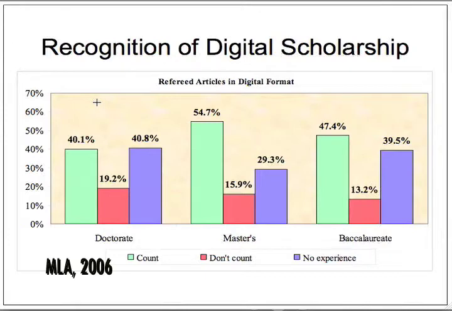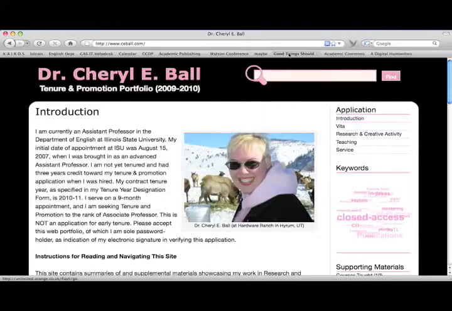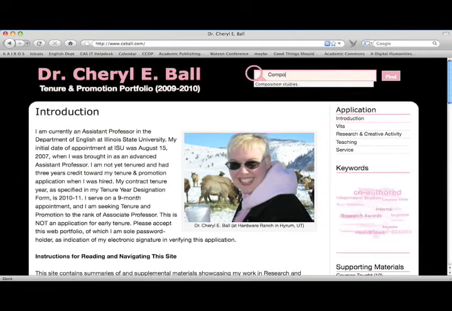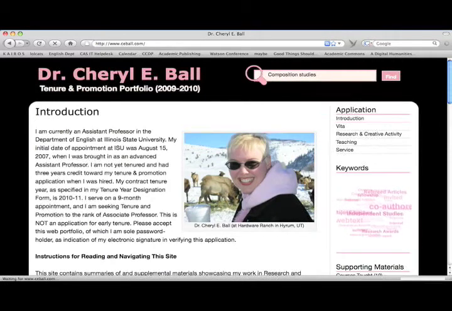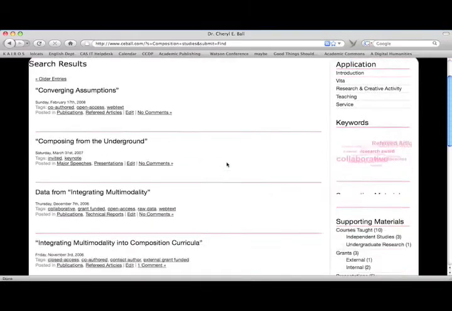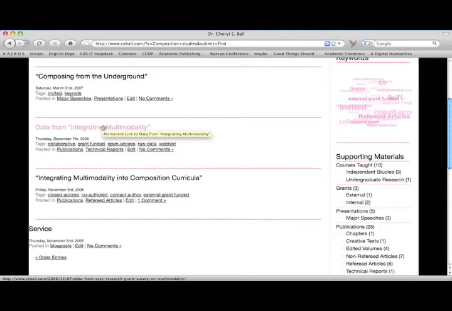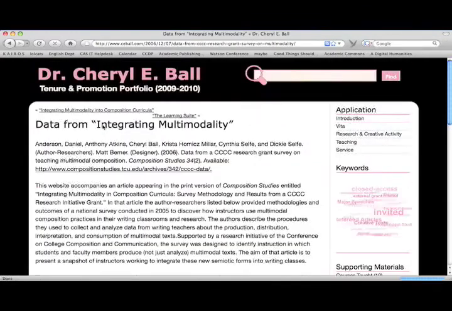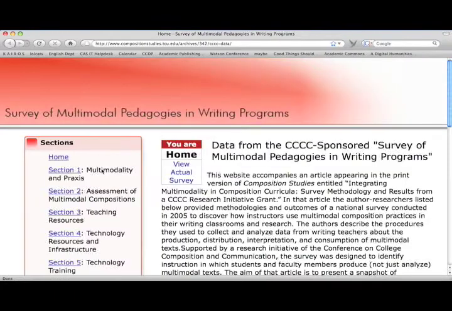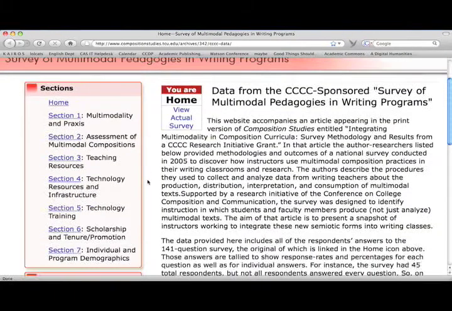The lack of recognition of digital scholarship is well documented in the humanities. As the 2006 MLA report on evaluating scholarship suggested, tenure committees' lack of understanding of how to evaluate digital scholarship may be readily related to the low number of digital scholarship entries they actually receive. It's not surprising, in other words, that tenure committees don't know how to evaluate such work when they rarely see it.